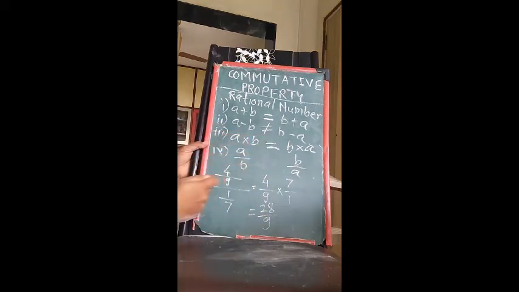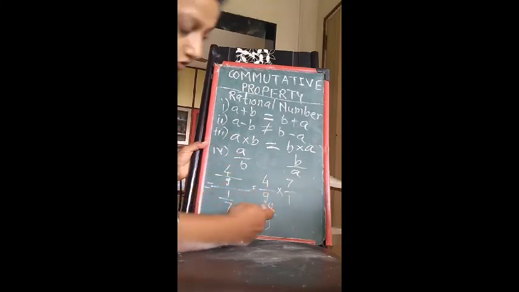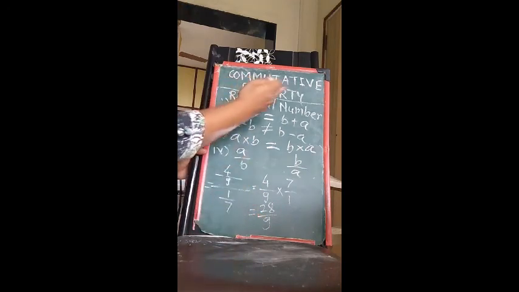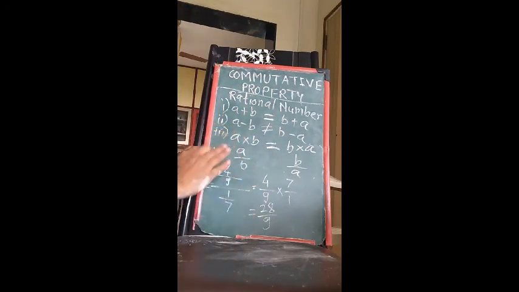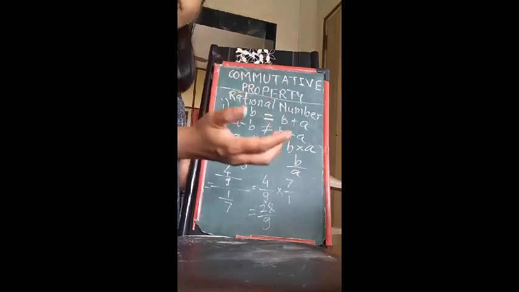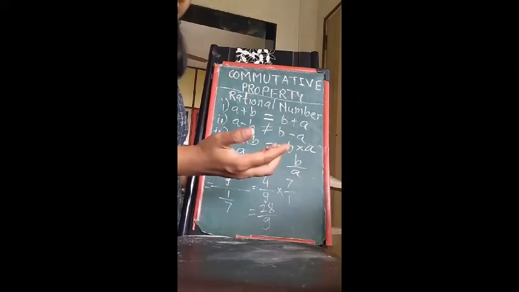So both the numbers are different. 9/28 and 28/9, both the numbers are different. So here the commutative property is not satisfied for division. Have you got this? Now I will end this session. Before ending, that is the commutative property; next time I am going to take the associative property.